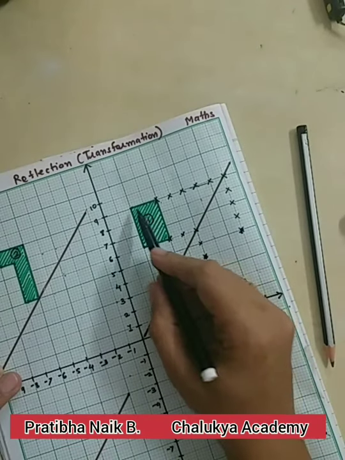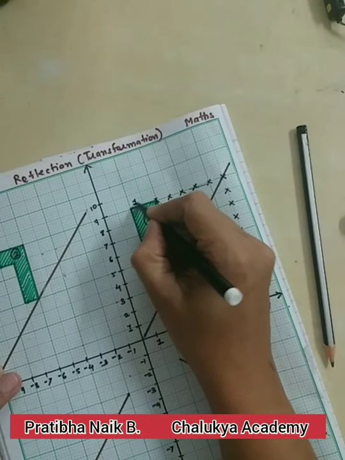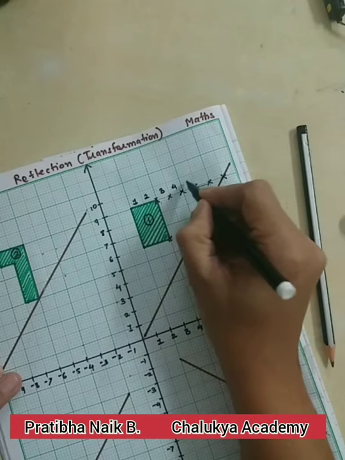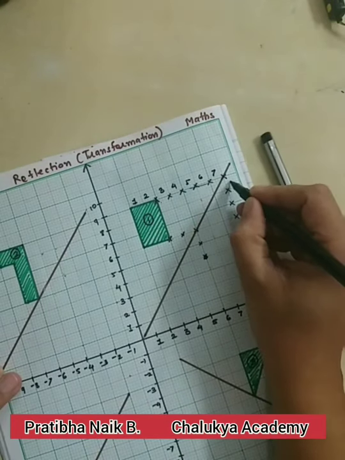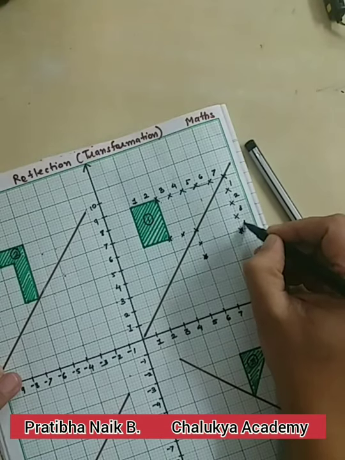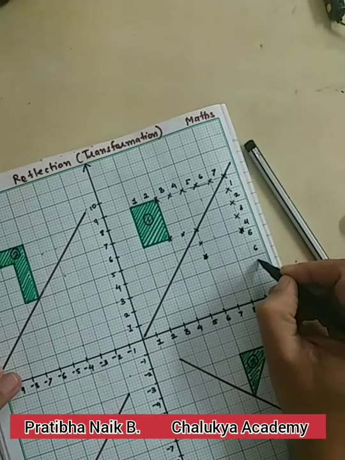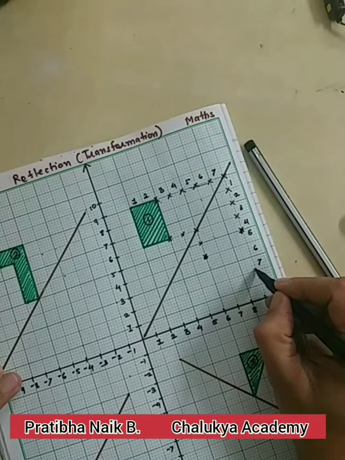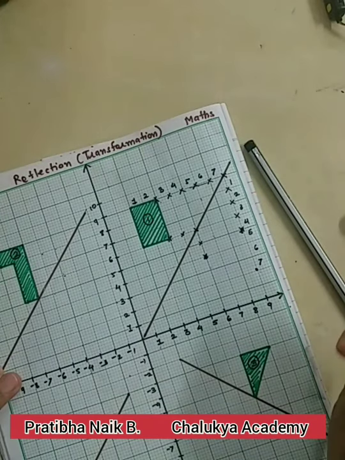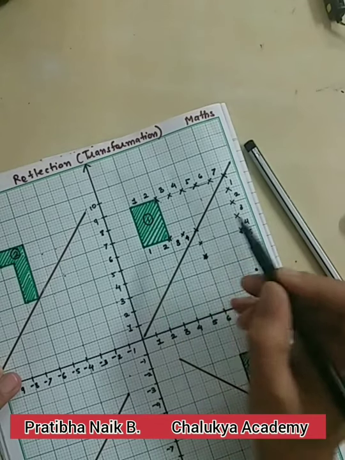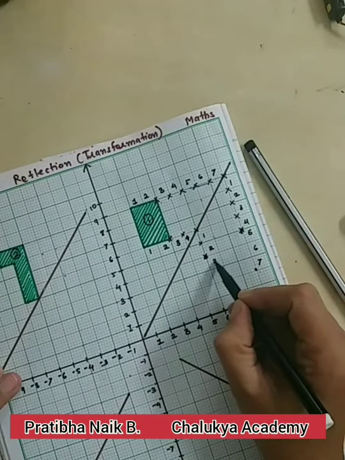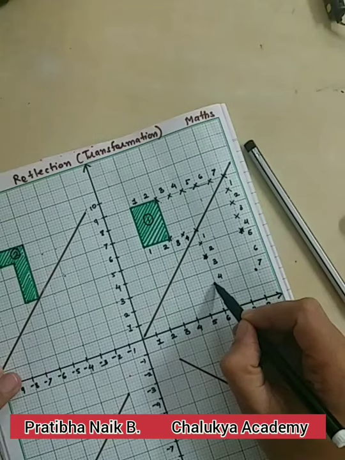Now let's move over here. Now this is 1, 2, 3, 4, 5, 6, 7. Okay, we have reached here. So 1, 2, 3, 4, 5, 6, 7. So we have reached over here. Okay, now next is over here. So this is 1, 2, 3, 4. So we have reached over here.